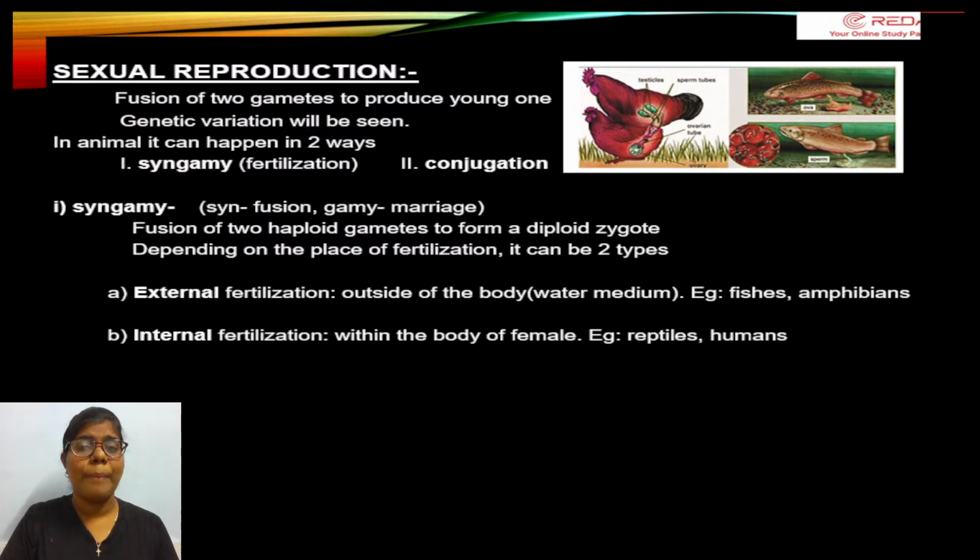How is it happening? It happens in two ways. The first one is syngamy and the other one is conjugation. Syngamy and conjugation.